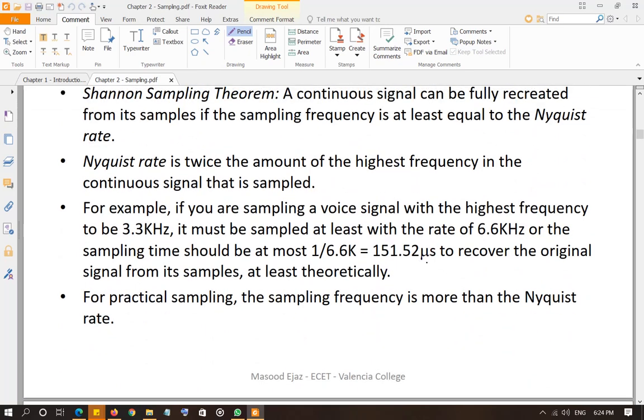Okay. So from the sampling rate or sampling frequency, you can calculate the sampling time. So if sampling frequency is 8 kHz, then sampling time is going to be 1 over 8 kHz. And that sampling time you can use in MATLAB, again, to calculate the samples.